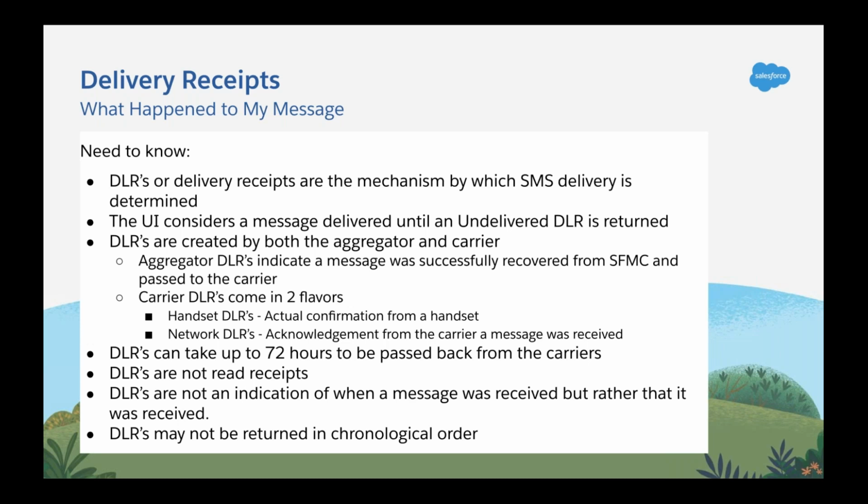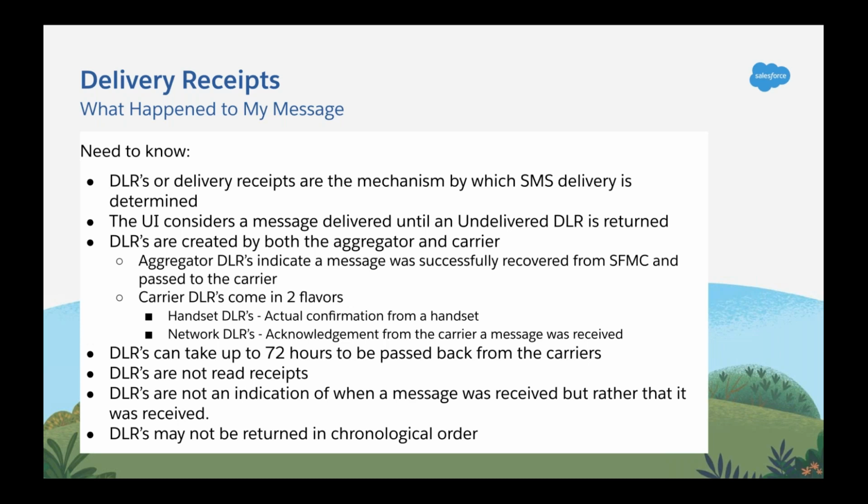Some countries have network DLRs as the only way to have delivery receipts returned. In that case, we can get false positives, in that the carrier will indicate to us that yes, this message was received, when in fact the handset did not actually get it. Where that occurs, it's a limitation of the infrastructure for SMS sending within that country, and that's an issue that lives down at the carrier level.